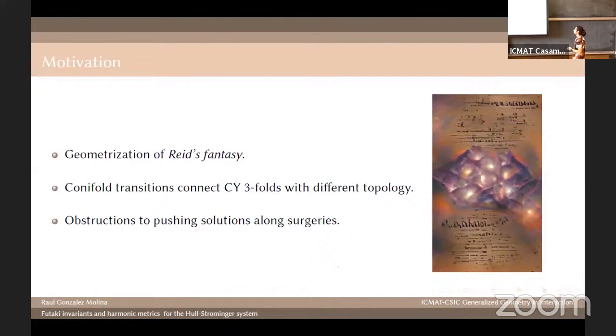So the motivation was explained in Sebastian's nice talk yesterday, which has to do with Reid's fantasy. It's this proposal to connect different components of the moduli space of Calabi-Yau threefolds into a single irreducible component through these surgeries in complex geometry that are called conifold transitions. And as Yau proposed, the Hull-Strominger system should serve as a good geometrization for this problem.